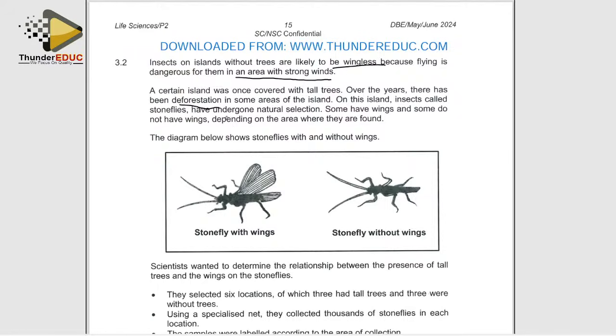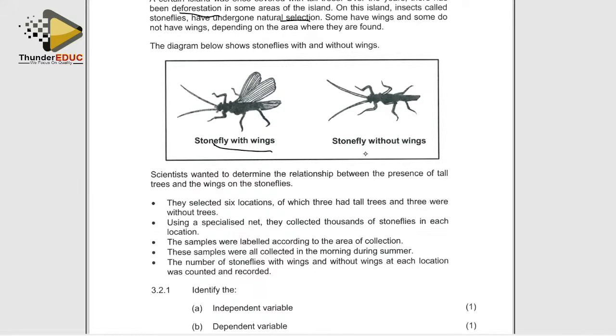Stoneflies have undergone natural selection. Some have wings and some don't, depending on the area where they are found. The diagram below shows the stoneflies with and without wings. So here is with wings, here without wings. Scientists wanted to determine the relationship between the presence of tall trees and wings on the stoneflies.